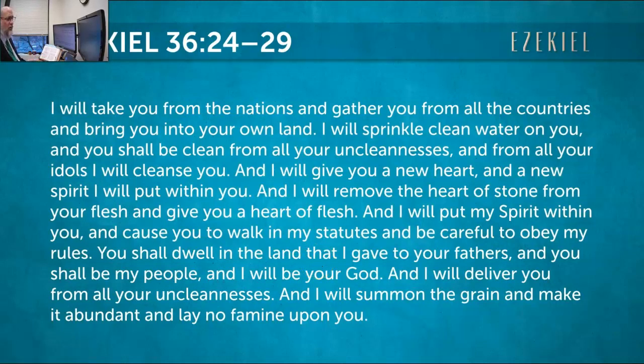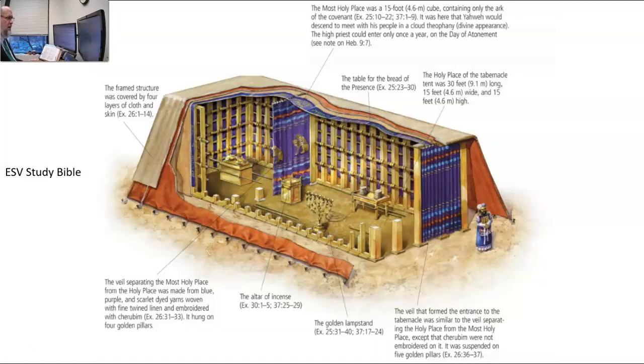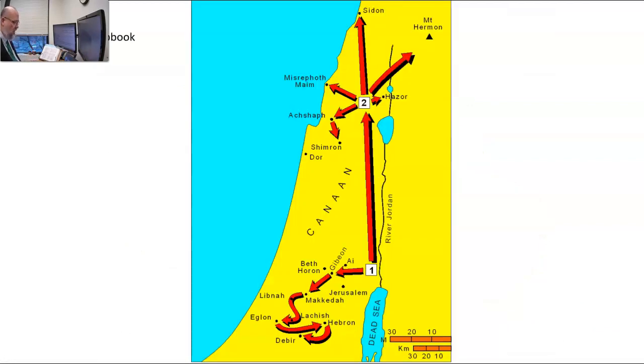The land I gave your forefathers, you will be my people and I will be your God. I will deliver you from all your uncleannesses. I will summon the grain. All this is Eden-like language and the restoration of Eden. So you have this idea, in the story, you're trying to get back to the Holy of Holies of God's presence. And so the conquest is kind of, well, let's drive all the sinners out.